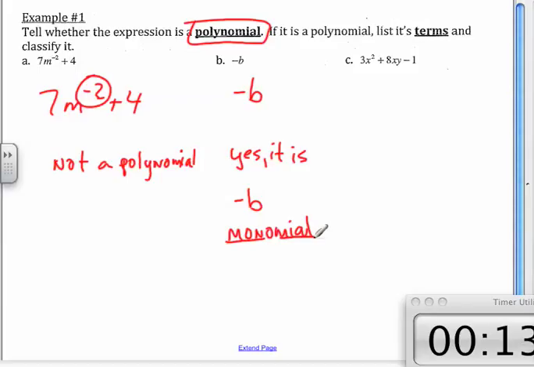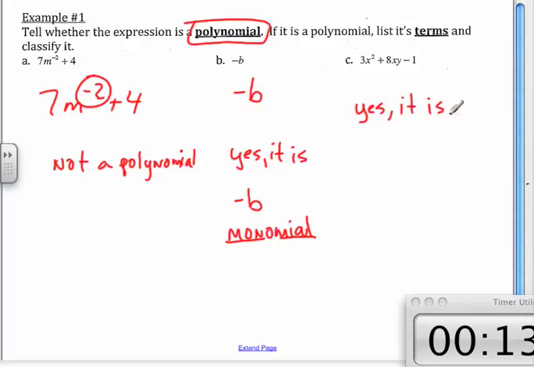Okay? Now I want to look at the next one. And let me ask you this. Does this polynomial have any negative exponents in it, Alexander? No, it does not. It is a polynomial. So I'm going to say, yes, it is.